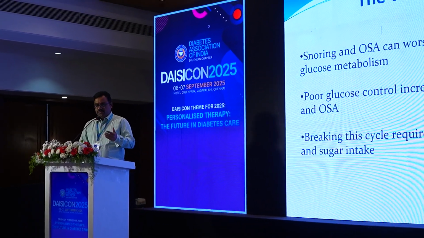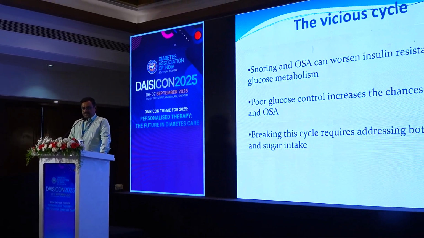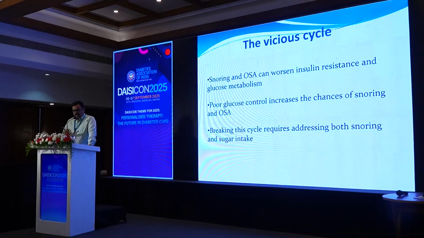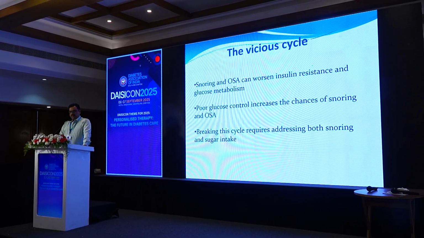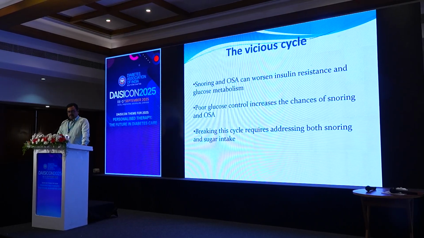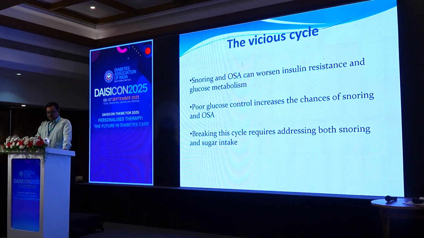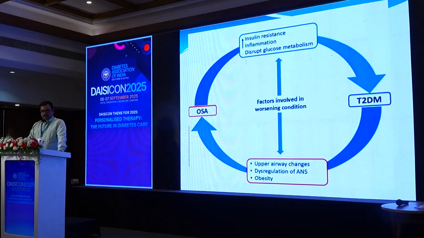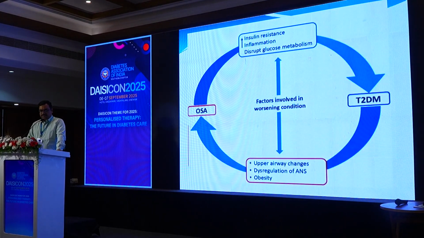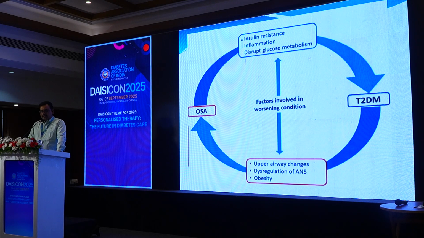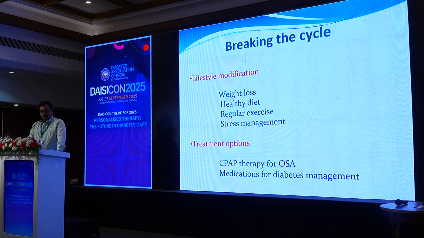So that's why we have to control the weight. If the patient is obese, weight control will improve glycemic control, and we can even achieve remission by controlling the body weight. Breaking the cycle requires addressing both snoring and sugar intake. This is the vicious cycle. OSA causes upper airway changes, dysregulation of the autonomic nervous system, and obesity, and it predisposes to type 2 DM, which in turn causes increased insulin resistance, inflammation, and disruption of glucose metabolism.